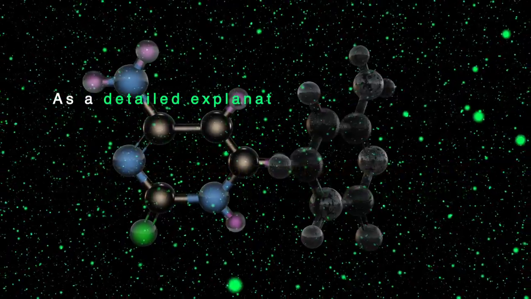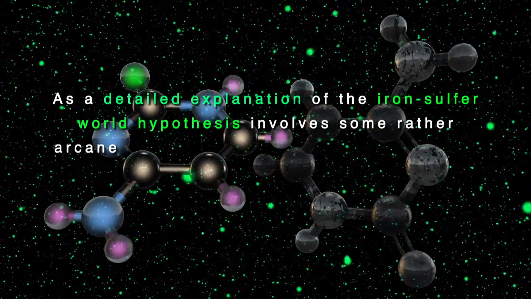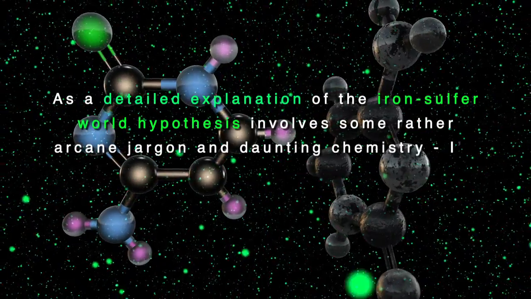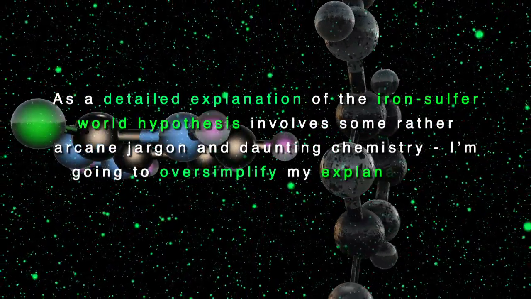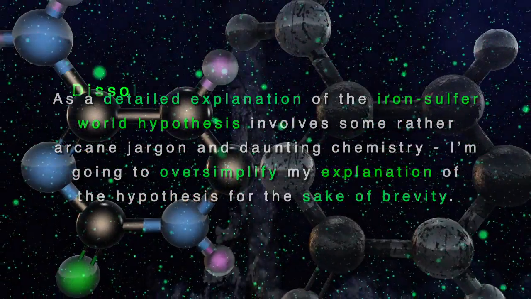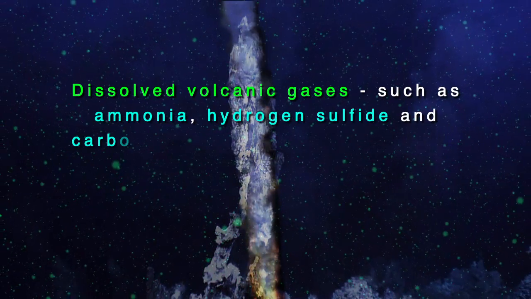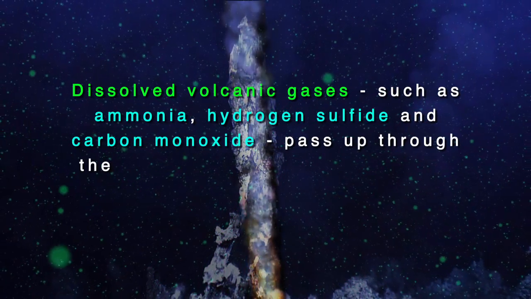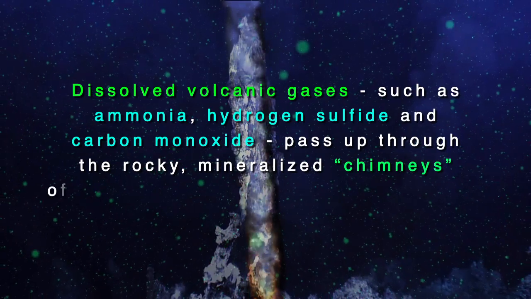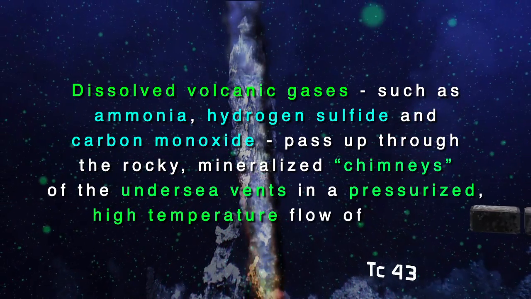As a detailed explanation of the iron-sulfur world hypothesis involves some rather arcane jargon and daunting chemistry, I'm going to oversimplify my explanation of the hypothesis for the sake of brevity. Dissolved volcanic gases such as ammonia, hydrogen sulfide, and carbon monoxide pass up through the rocky mineralized chimneys of the undersea vents in a pressurized, high-temperature flow of water.